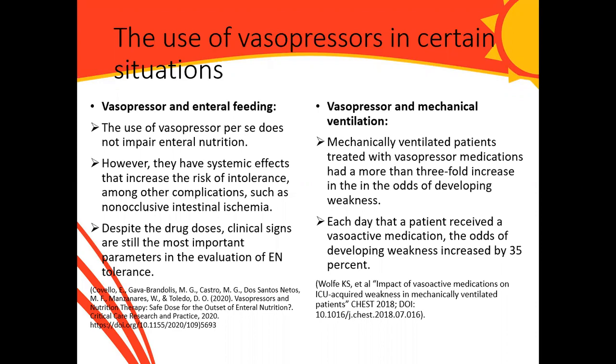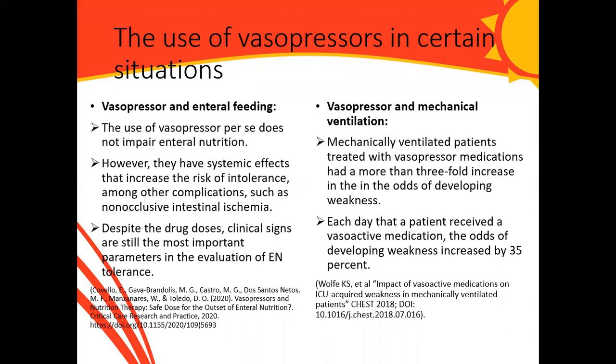All right, but listen, they said they, however, have systemic effects that increase the risk of intolerance, among other complications, such as non-occlusive intestinal ischemia. So despite the drug doses, in our ICU, if I can get a dose of 0.01 microgram per kg per minute, I will start enteral feeding. But what he said is that despite the drug dose adjustment, clinical signs are still the most important in evaluating enteral feeding tolerance. What does that mean?